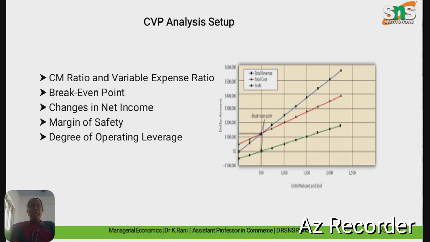Fifth one, degree of operating leverage. Finally, the degree of operating leverage can be calculated using the following formula. Degree of operating leverage equals CM by net income. So, the DOL in this example is 3 lakh by 60,000 equals 5. The DOL number is an important number because it tells the company how net income changes in relation to change in sales number. More specifically, the number 5 means that a 1% change in sales will cause a 5% change in net income.